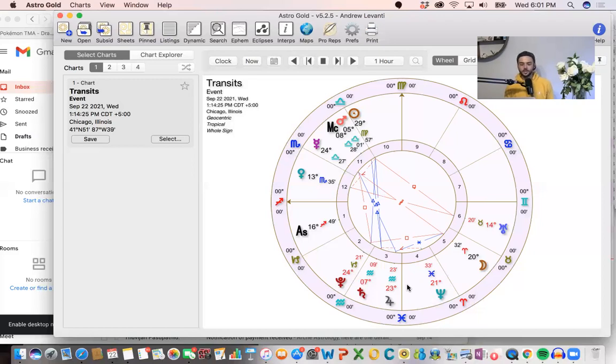However, there is this special thing that can happen where another body, something other than Mercury or Jupiter, swoops in to make the connection for them.